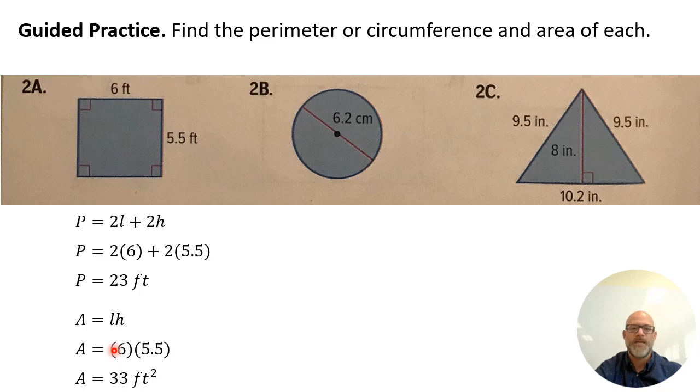All right, so here's what you should have got for perimeter and area of a square. A rectangle, it's a rectangle, it's not a square. It might look like a square. We see 6 feet, 5.5 feet, definitely a rectangle. Don't use the square formula, or you'll get things wrong here. Once again, equation, plug and chug, answer with units. Equation, plug and chug, answer with square units.